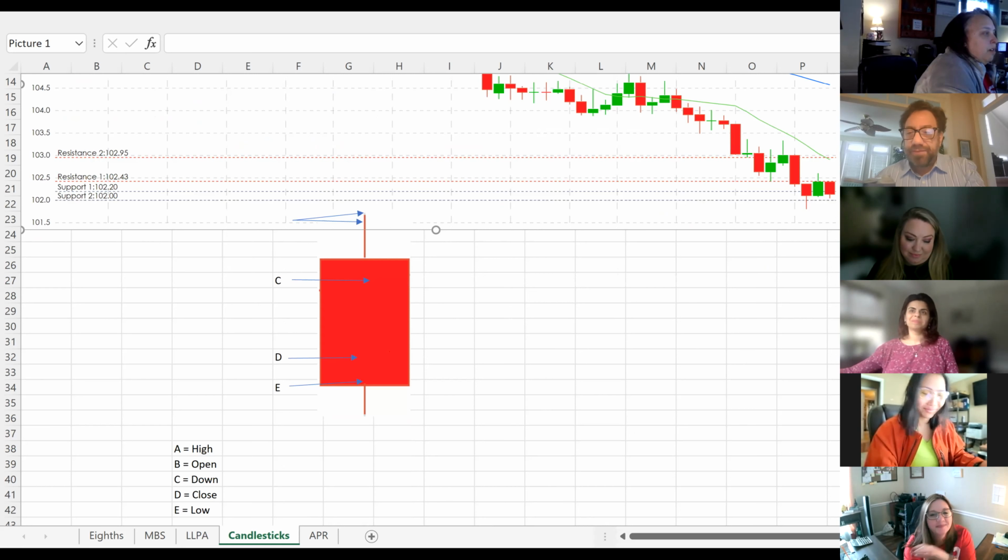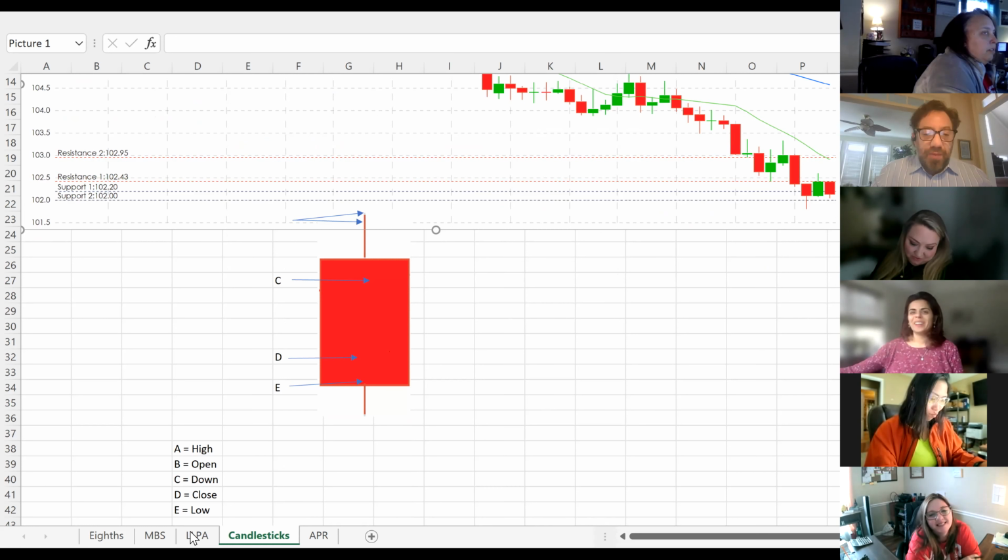So what do you think? Any questions about these? And now you hate all Japanese people for coming up with these crazy things, but don't do that. Okay, so all right, so we're done with candlesticks.